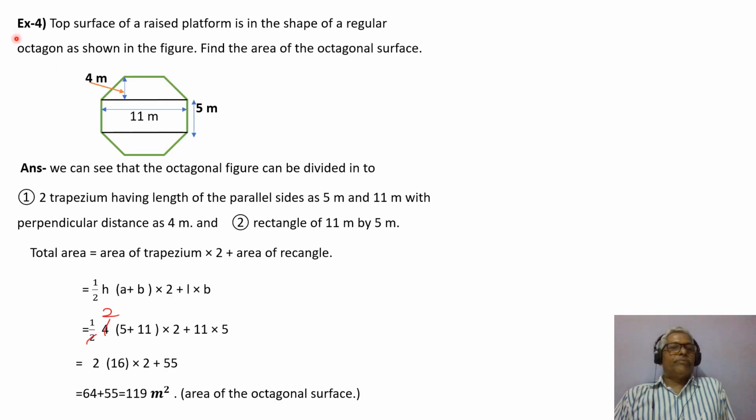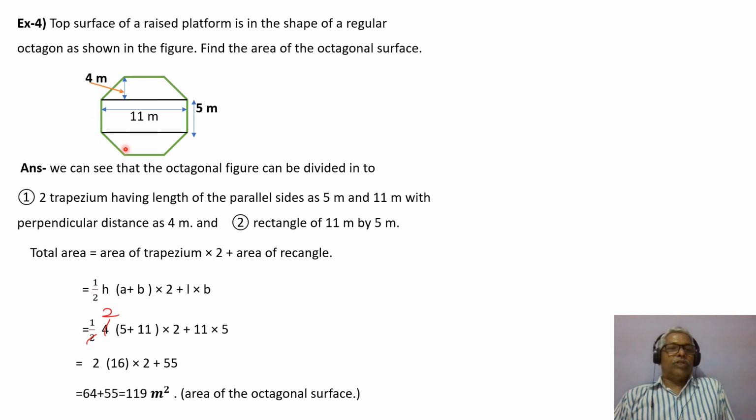Fourth exercise. The top surface of a raised platform is in the shape of a regular octagon as shown in the figure. Octagon means 8 sides. Remember, it is a regular octagon. Okay, you know the meaning of this. That's why every word in a problem is important. Find the area of the octagonal surface.